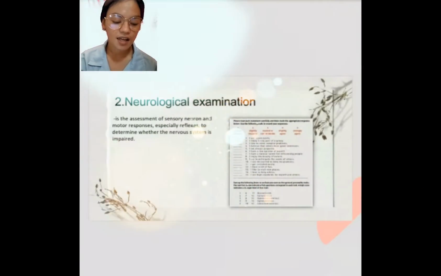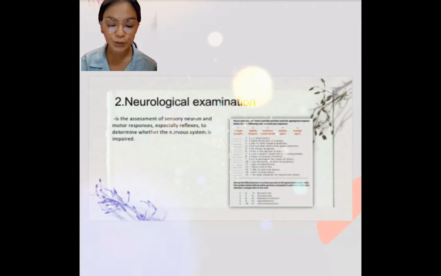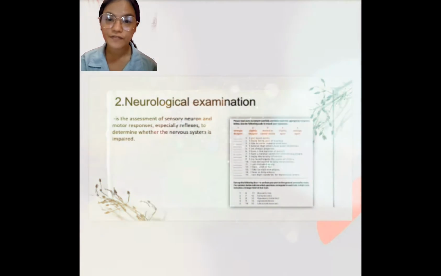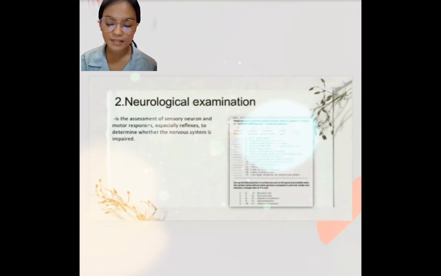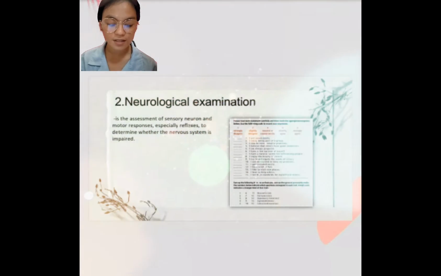And second, neurological examination is an assessment of sensory neuron and motor responses. Sensory neurons are the nerve cells that are activated by sensory input from the environment. These nerves relay information from your skin and muscles back to your spinal cord and brain. The information is then processed to let you feel pain and other sensations.